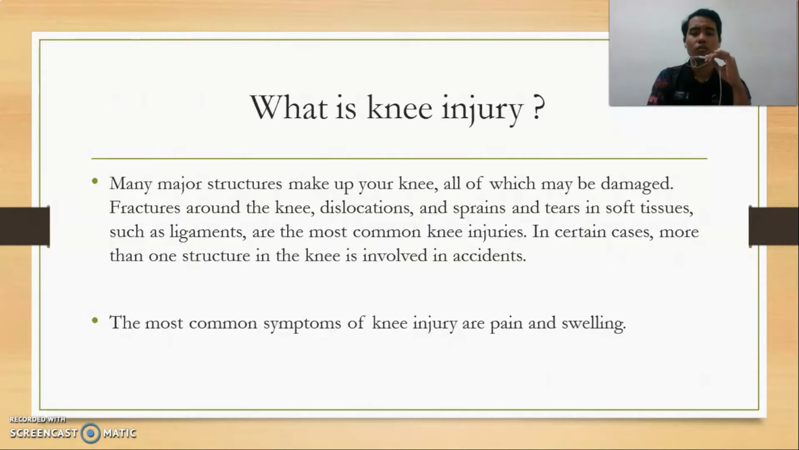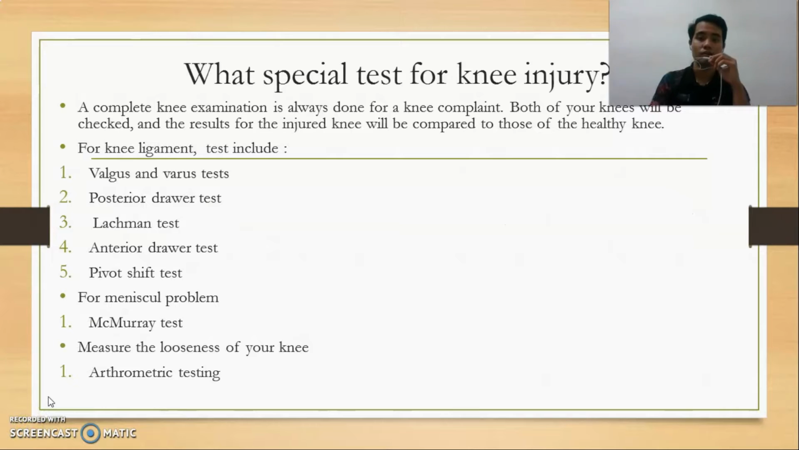The most common symptoms of knee injury are pain and swelling. What is special test for knee injury?